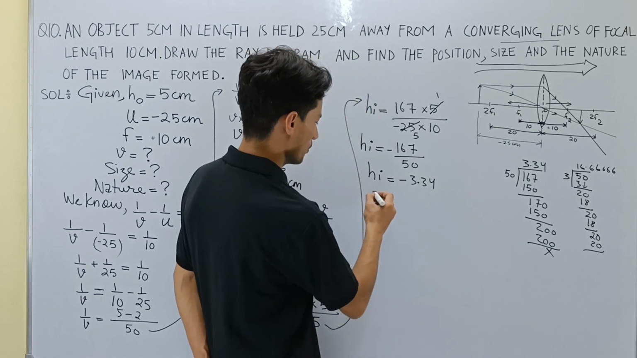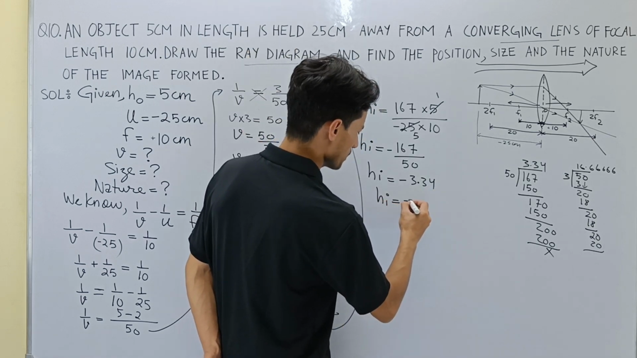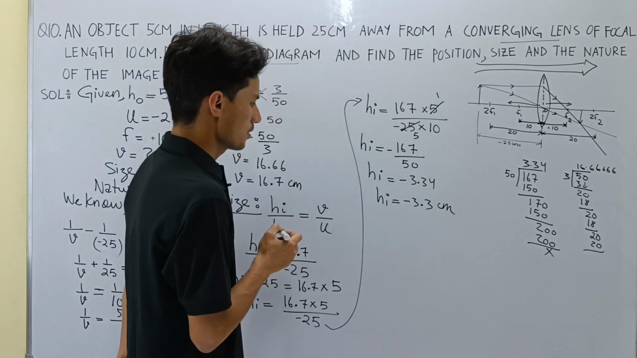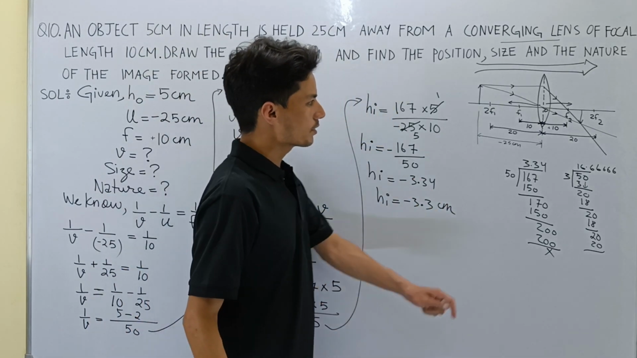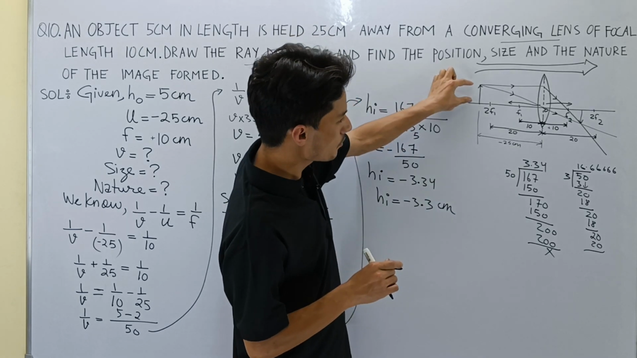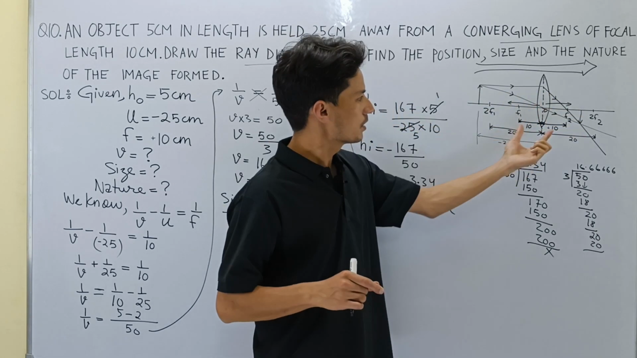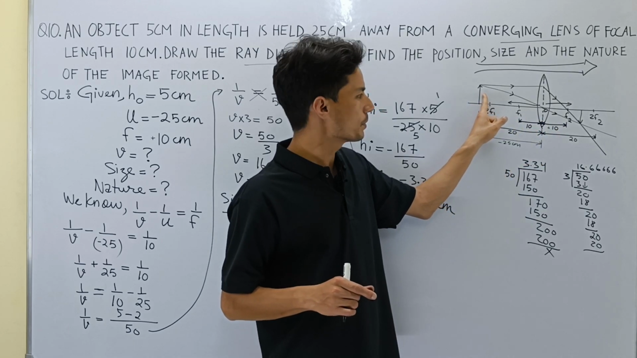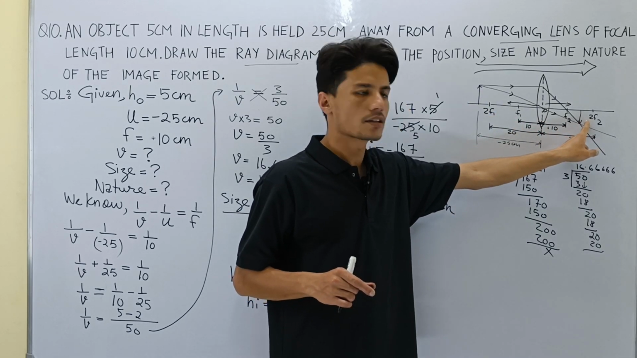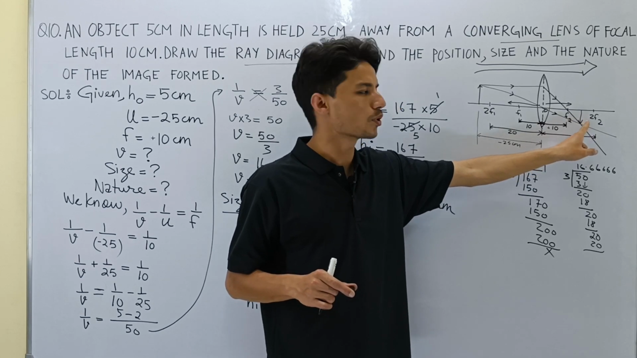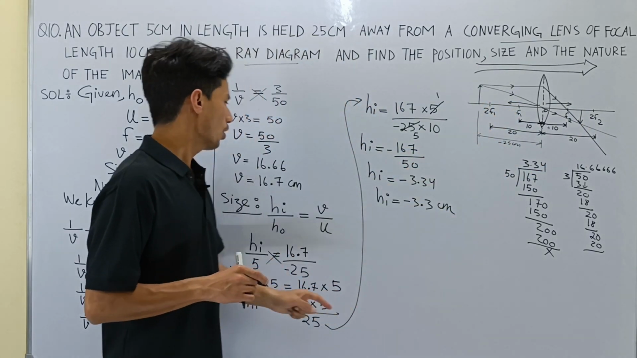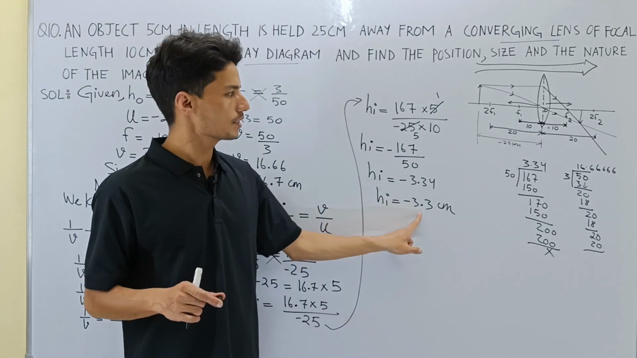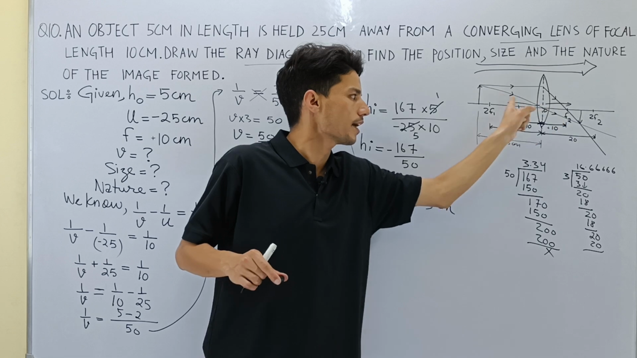3.34. Or HI is equal to, as per the textbook, minus 3.3 maybe. I think it's minus 3.3 centimeter. So this is the height of the image. Look at the size of the object and the size of the image. Visually also, the object height is quite bigger compared to the size of the image. The image is much smaller than the object. So object height is 5 centimeter and the image height is 3.3, which is justified in the ray diagram also.